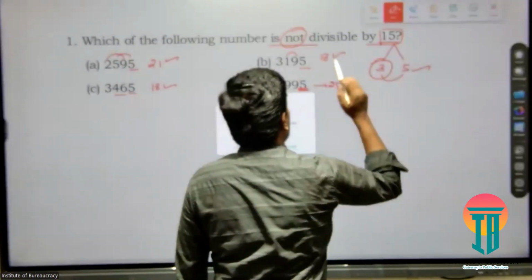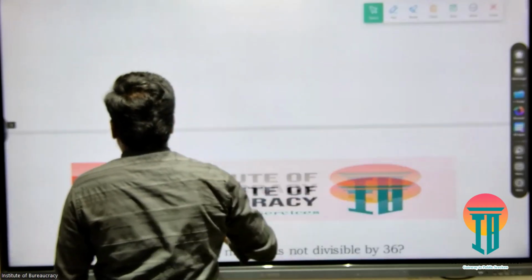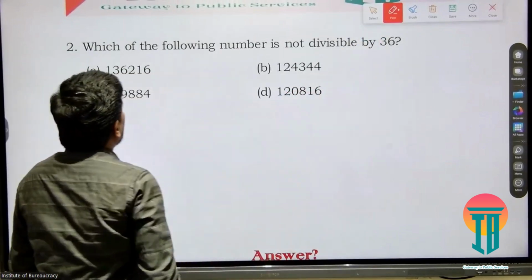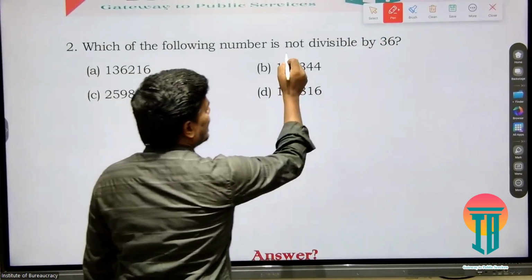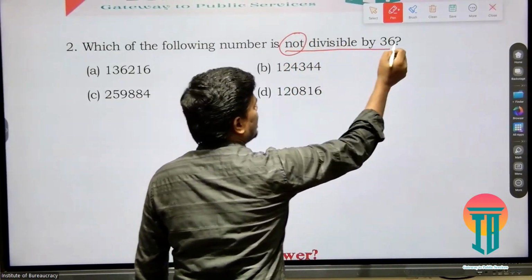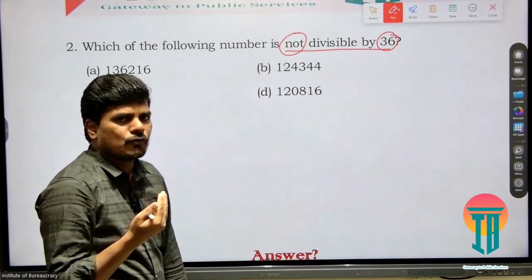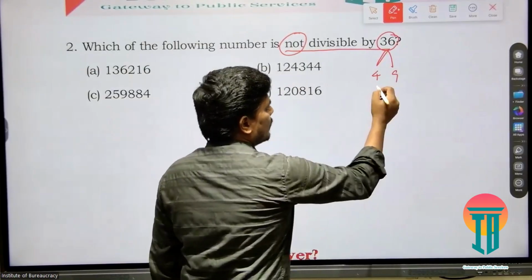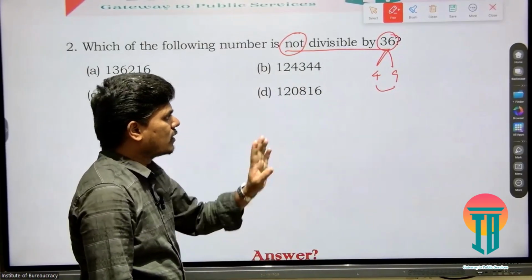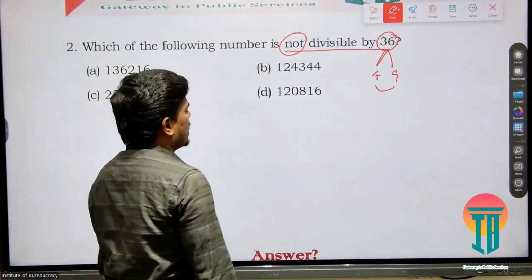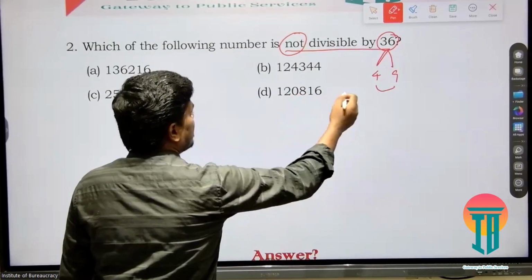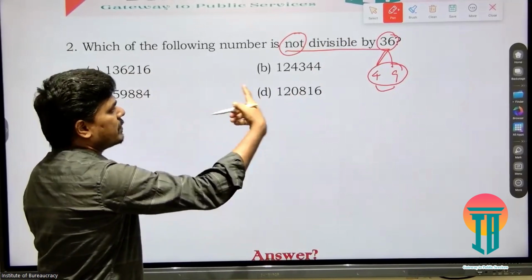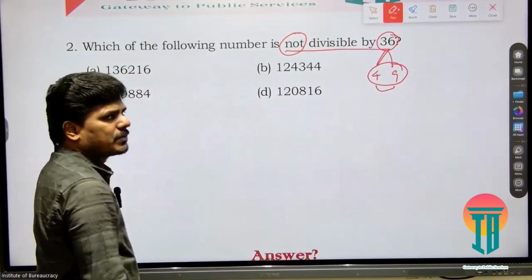Now, let's take another example. Another PYQ. Which of the following numbers is not divisible by 36? Again, similar. How do you write 36 as a product of two co-primes? It's going to be 4 and 9. For 4 and 9, the HCF is going to be 1, therefore they are relatively prime or co-prime. Now, we have to check which number. If it is divisible by both numbers, then it is divisible by 36. If it is not divisible by any one of the numbers or both, then it is not going to be divisible by 36.